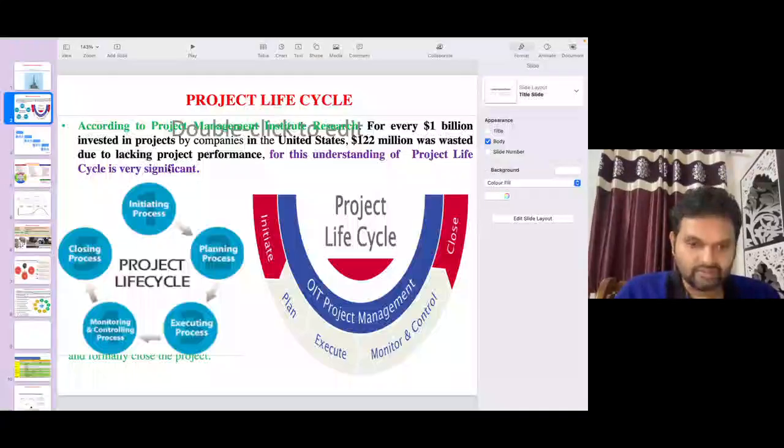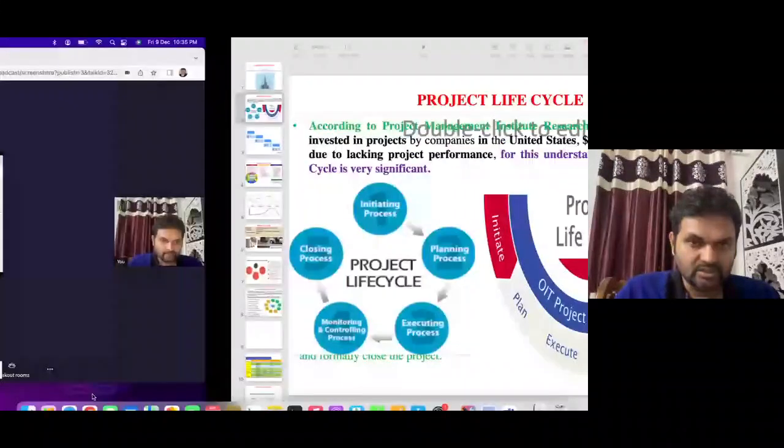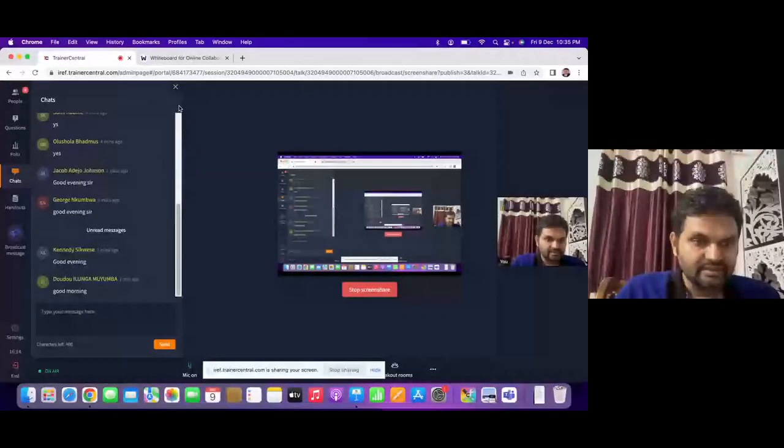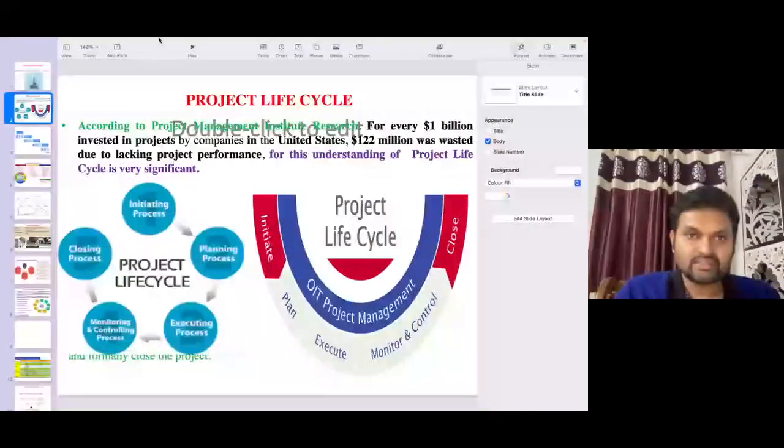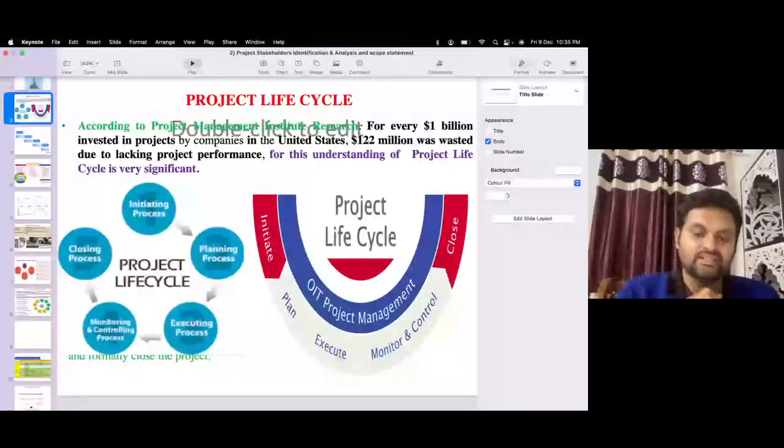Just let me confirm that you are able to see the shared screen. I hope everyone is able to see the shared screen. Yeah, fine. No concerns, which means you're able to see the screen.